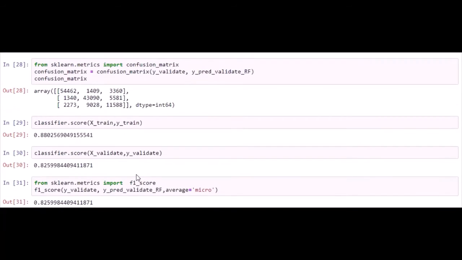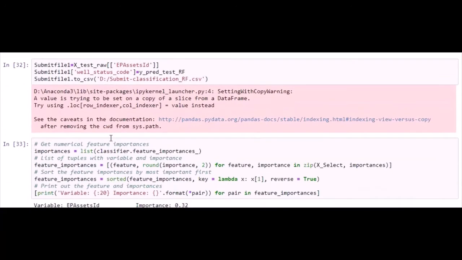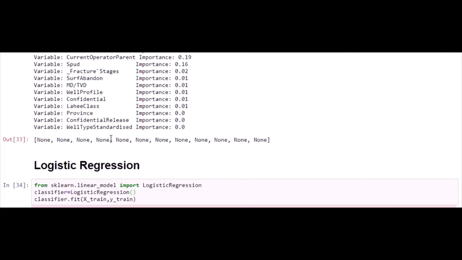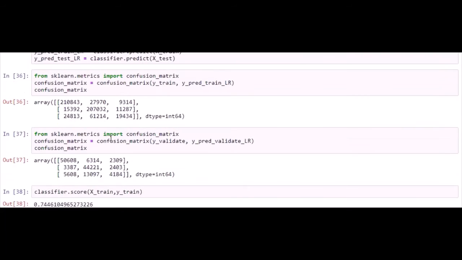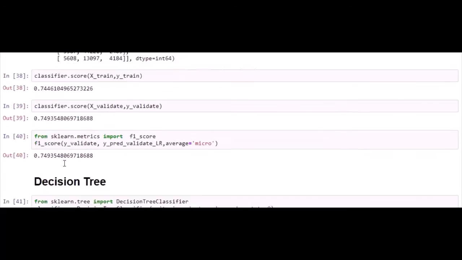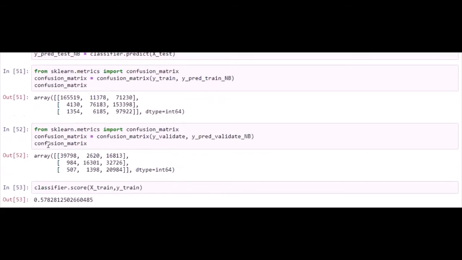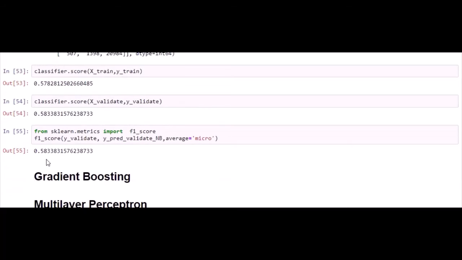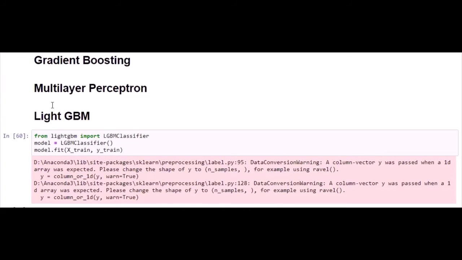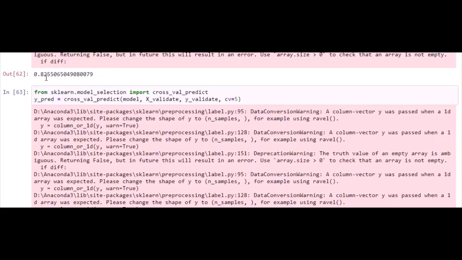I got an 88% F1 score for the train model, and for the validation I got 82%. So 82% F1 score from the random forest. For the logistic regression, the numbers were lower, about 74%, and decision tree also gives 88%, 82%, something similar to the random forest. And for the naive Bayes, I got a very low number, 57. And I also used LightGBM. I got high numbers like 82%.